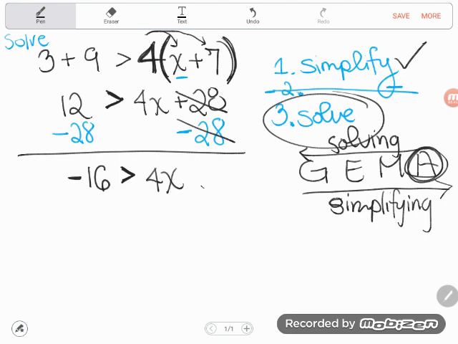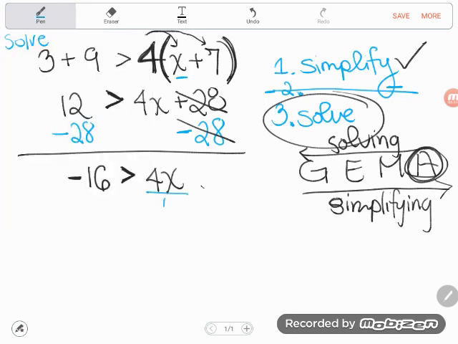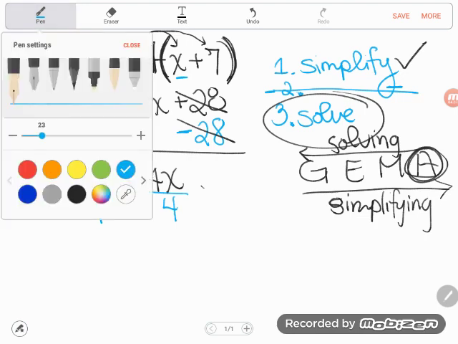Now I'm almost done. My letter is almost alone, x here, but he has that 4 hanging out with him, so I've got to get rid of that 4. Now since that 4 is all shoved up against x, he's a multiplier, so I'll do the opposite of multiply. I'll divide by 4. Now the rule of solving is you can do whatever you want as long as you do it to both sides, and so I'm going to write divided by 4 there as well.